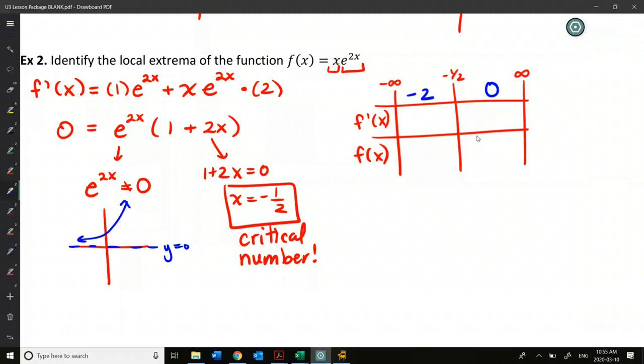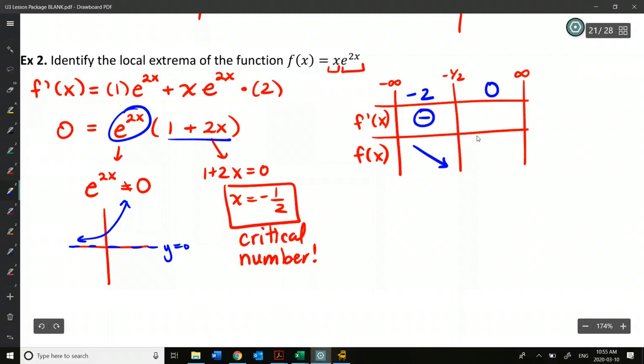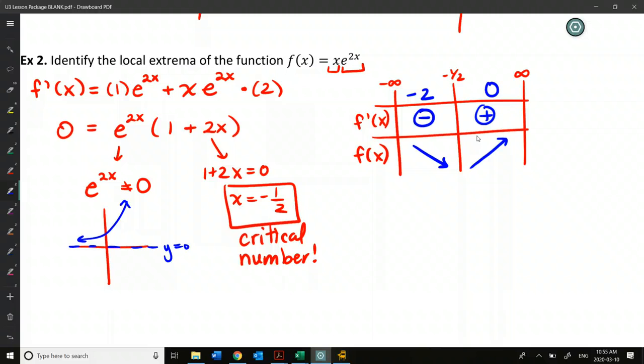Okay, so if we plug in negative 2 for our derivative function, we're going to get a negative 3 inside the bracket, and then e to the negative 4 is just a small decimal. So here we'll get negative, which means that f at x is decreasing. And then when you plug in 0 here, we know that this becomes 1, and this becomes 1. So 1 times 1, that's a positive value. That means f at x is increasing. So we have a local min.